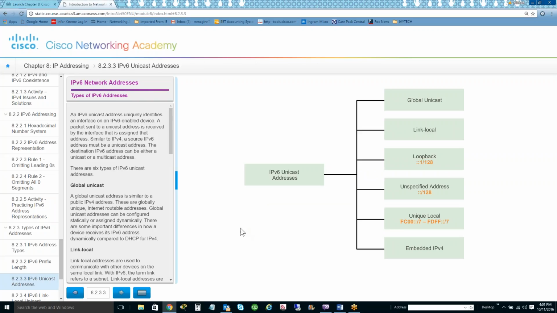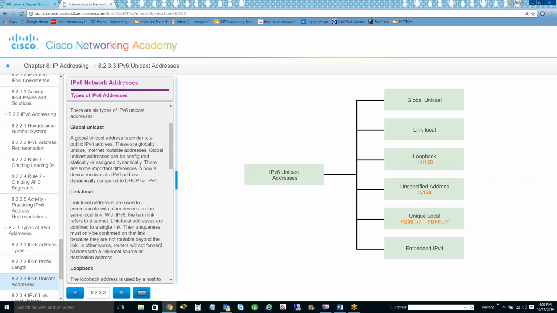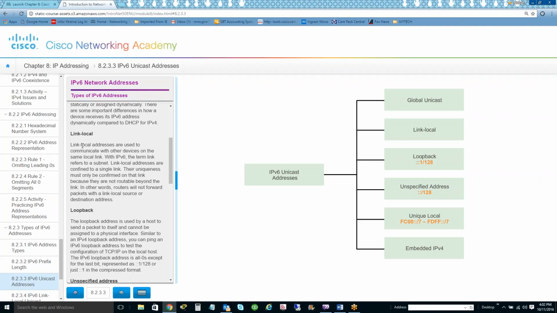So within the IPv6 unicast address, there are different types. Yes, it even gets down to a different level of complexity. There is the global unicast address, and the global unicast address is similar to a public IPv4 address. These are globally unique. In other words, no two are the same. And they're all internet routable. So they can be assigned statically or dynamically on a device, and there are some important differences on how a device receives IPv6 addresses dynamically compared to DHCP for IP version 4, which we'll get to.